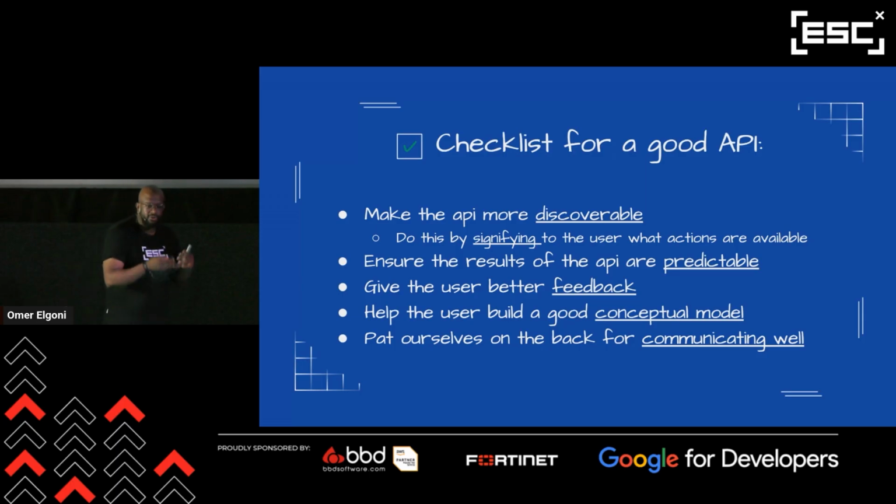You do this by showing the users what they can do. You ensure that the results of your API are predictable. Wherever possible, make sure that your users will never be confused what's going to happen when they call an endpoint. We're going to give good feedback. Please no HTTP 200 failure. Never do that. And we're going to help our users build conceptual models, and we're going to be proud of ourselves for communicating well. And now, the final big idea.